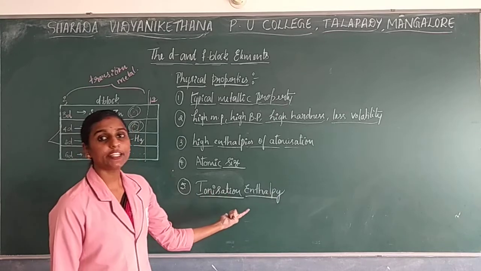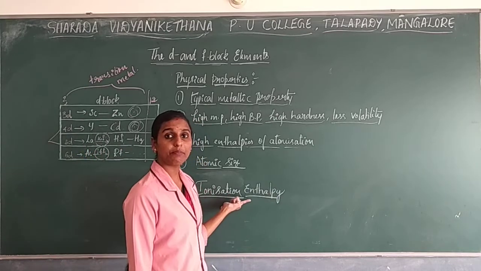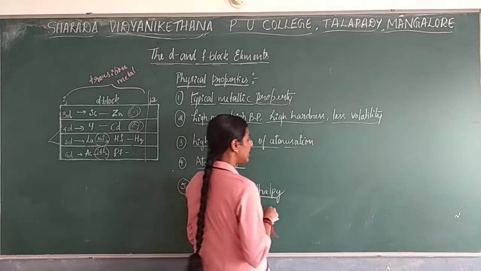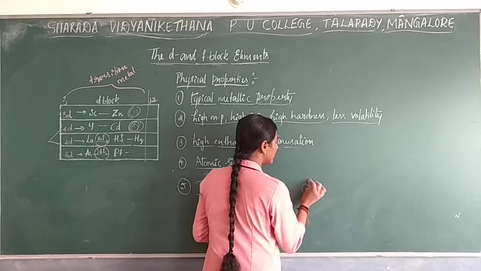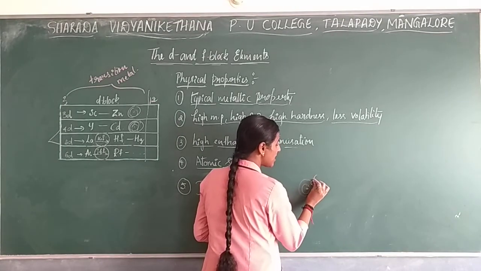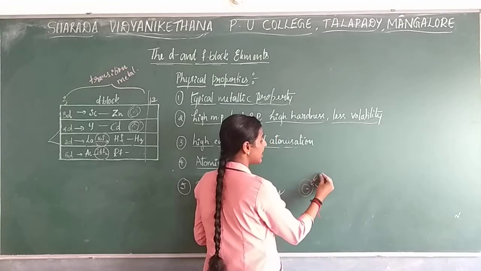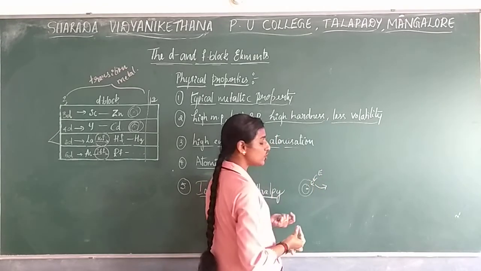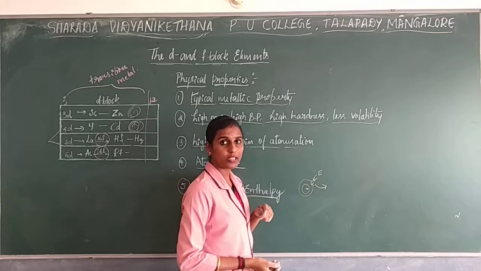Now you have started this in your 11th standard. What is meant by ionization enthalpy? Ionization enthalpy is nothing but the amount of energy required to remove an electron from the last shell. Okay, to remove this electron from the last shell, how much amount of energy do you need? So that is nothing but ionization enthalpy.